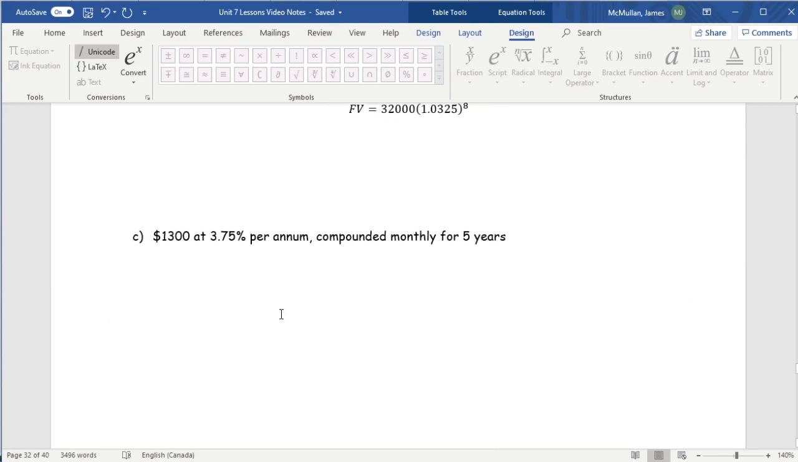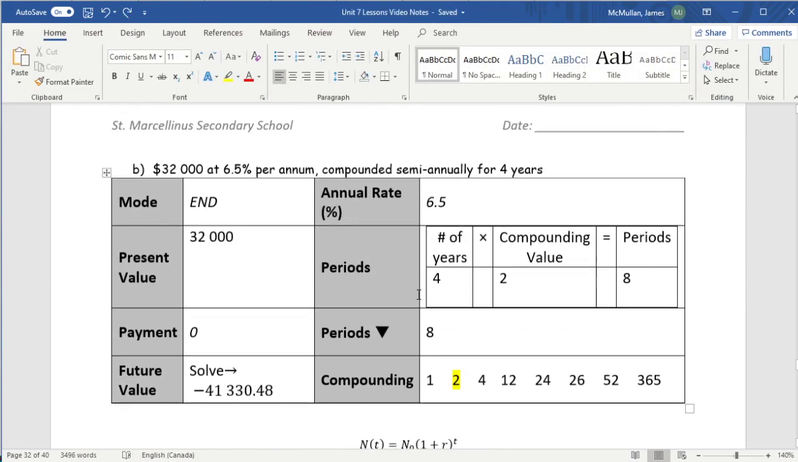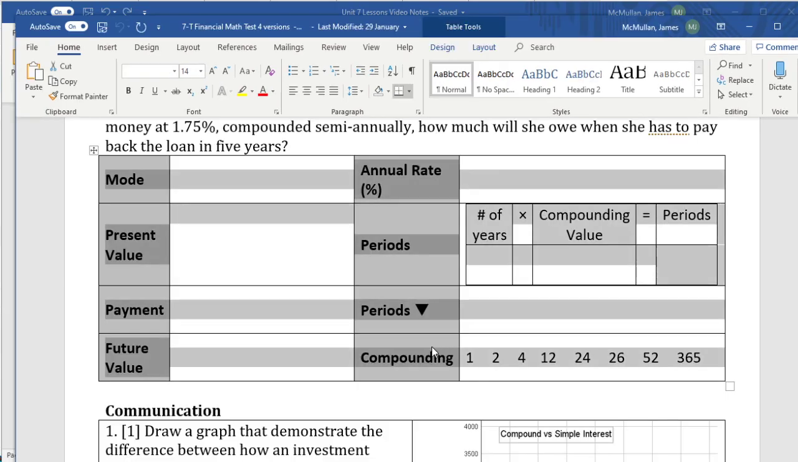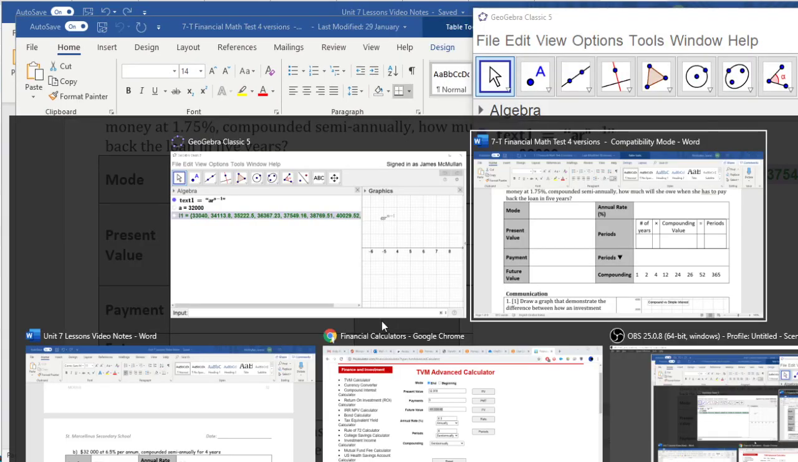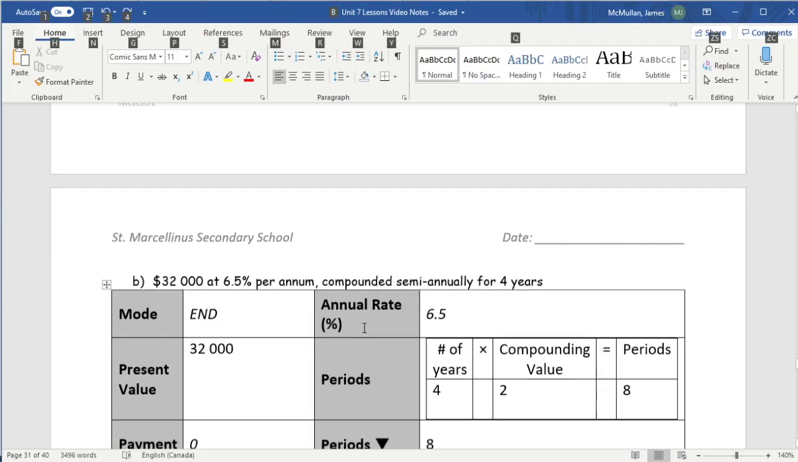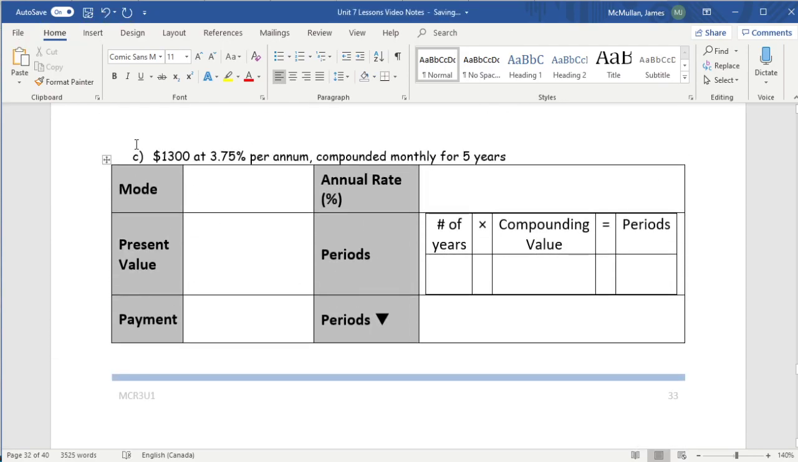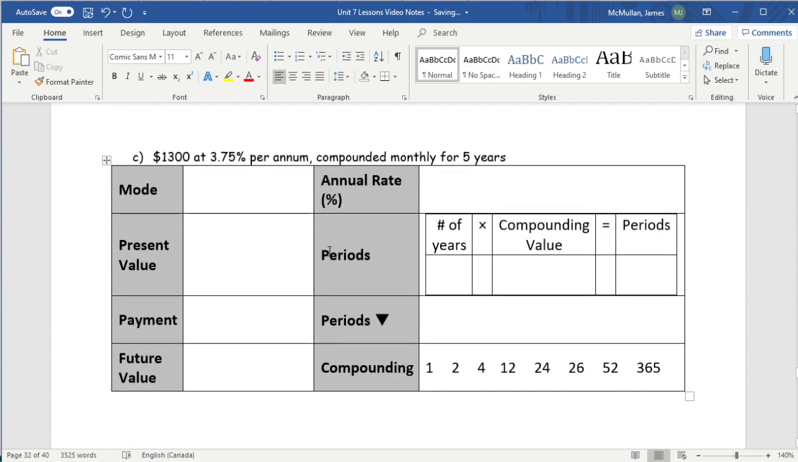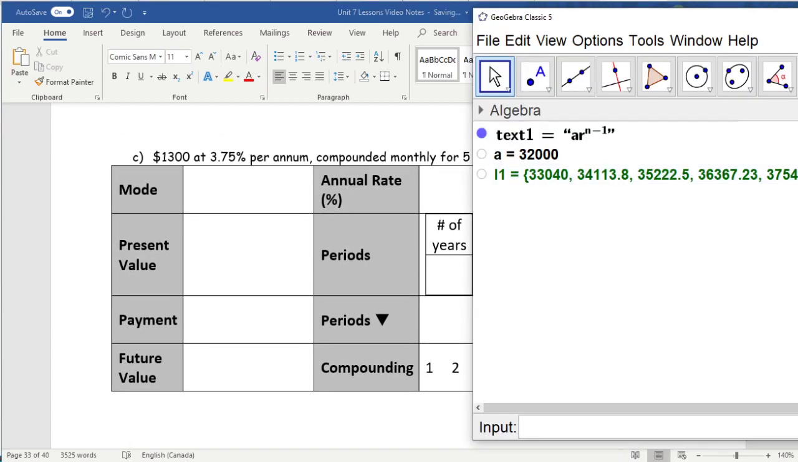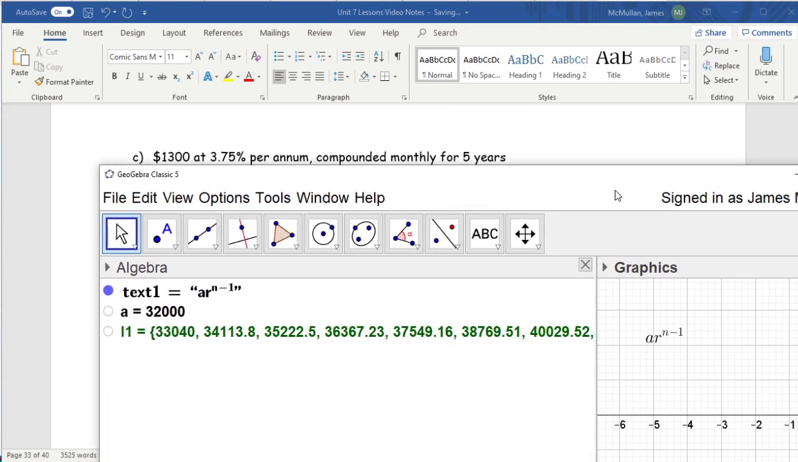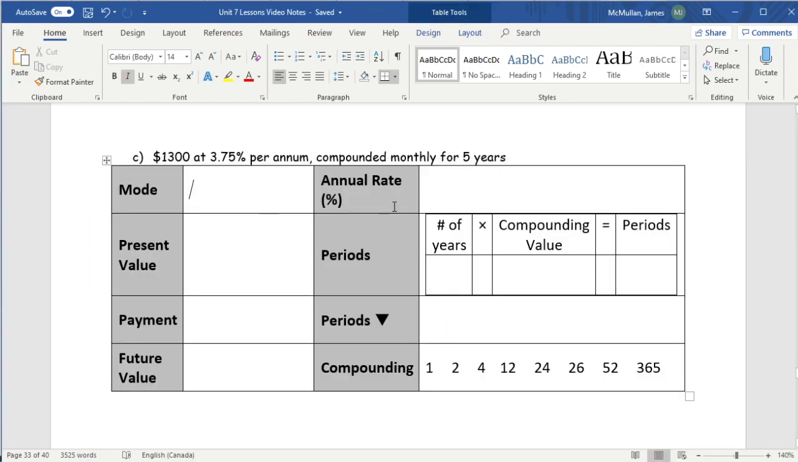Let's try one more loan. Okay, so again, I'm just going to copy paste my box. I'll make the box available for you too if you want, or you can just get in the habit of making it. It isn't that hard to keep track of this stuff. You just put it in the calculator as you go. Okay, mode, end, present value.